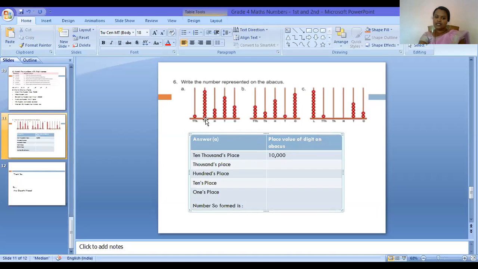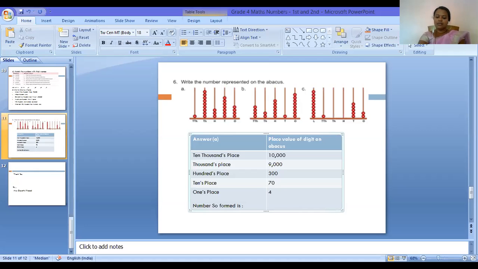Thousands place, how many digits do I find? 1, 2, 3, 4, 5, 6, 7, 8, 9. So I can find 9 digits, so I'm going to write the place value as 9,000. In hundreds place, I can see 3 digits, so I'm going to write the place value as 300. Tens place, when we count 1, 2, 3, 4, 5, 6, 7. So I can see 70 as the place value. Ones place we have 4 as a digit.